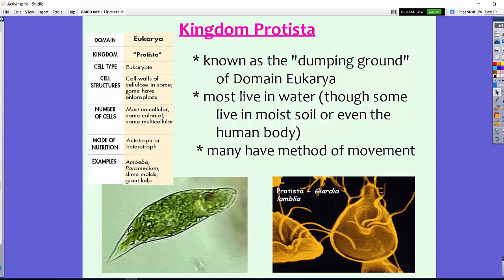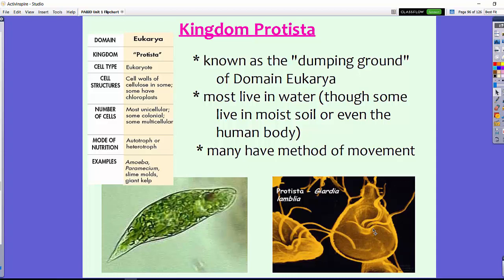So if you take a look at some of the characteristics that we're going to see, they're always eukaryotic cells. The cell structures or the cell walls, they have cellulose. Some also have chloroplasts. They can be unicellular. They can be multicellular. Some of them are colonial, meaning that they live together, but they don't necessarily function together. Mode of nutrition, they could be autotrophic or heterotrophic. And an example would be an amoeba or paramecium. And this is an example of euglena that we have here.